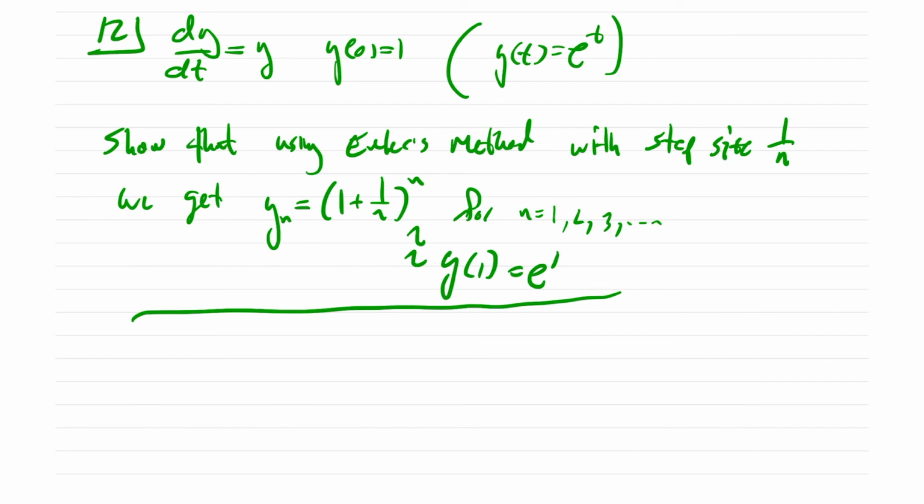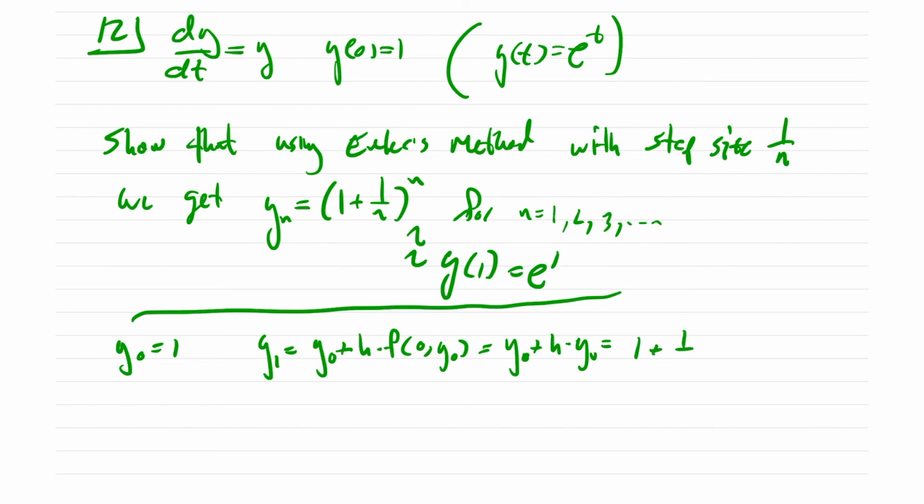Okay, so let's go ahead and get started. So here we're taking step size of 1 over n, and we're starting off with y of 0 equal to 1. So then if I go ahead and take a look at y1, then it should be equal to y naught plus h times f of 0 comma y naught. And that's y naught plus h times y naught. And that is equal to y naught is 1, plus h is 1 over n, and then times 1, right? So that's what we get for the first time.